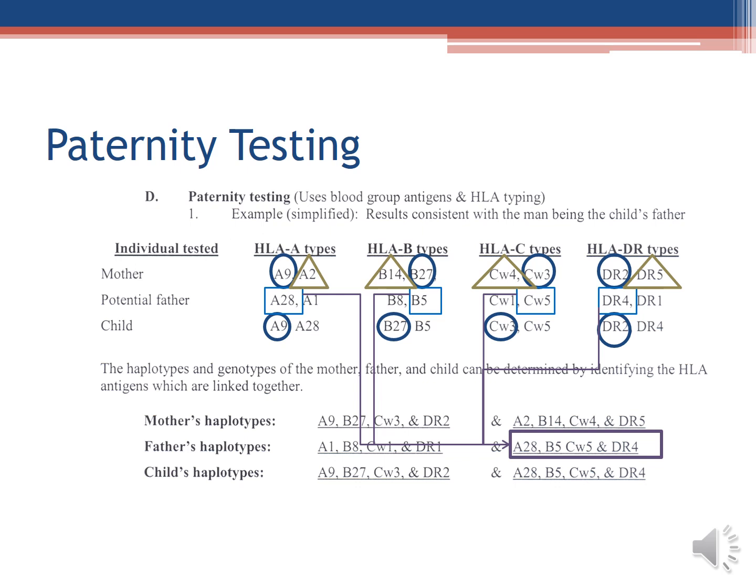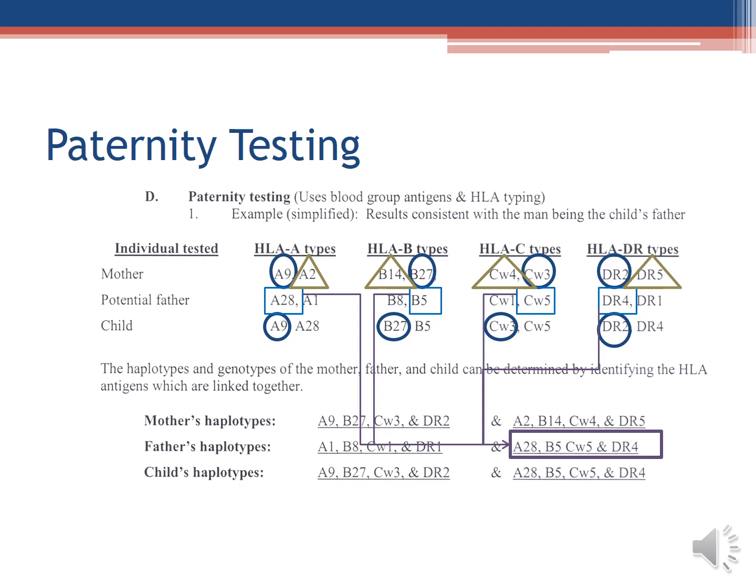So now we know the child's haplotypes, okay? Both sets. So we know that the mother gave this child A9, B27, CW3, and DR2. So the other haplotype must have come from the child's father. So now we know it's A28, B5, CW5, and DR4.